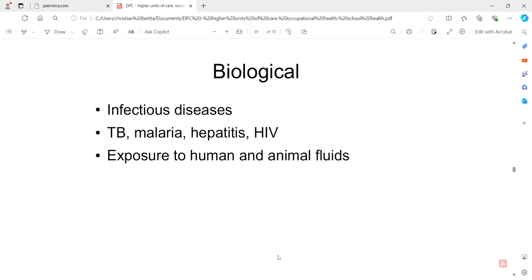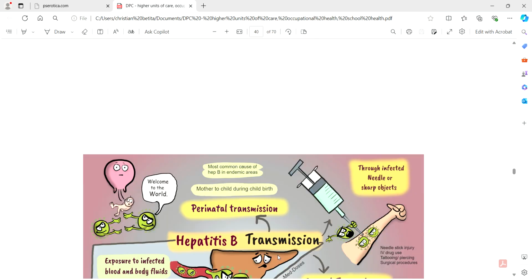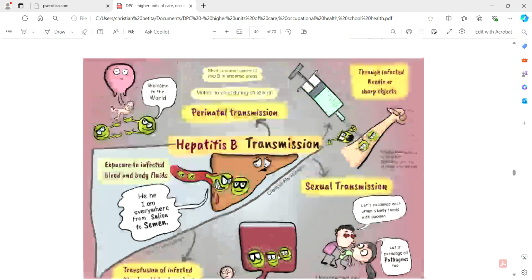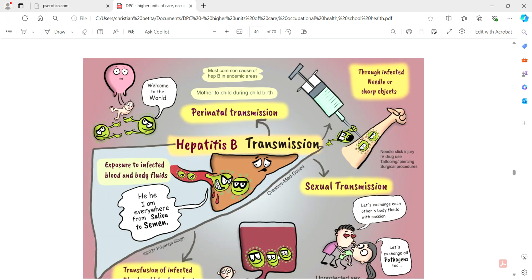All right? Biological would include your infectious diseases like your TB, malaria, hepatitis, and HIV, and of course, exposure to human and animal fluids. So hepatitis B is primarily transmitted through sexual transmission, pero it can also be transmitted through exposure to any infected blood and bodily fluids. So unlike HIV, hepatitis is 100 times more infective than HIV.